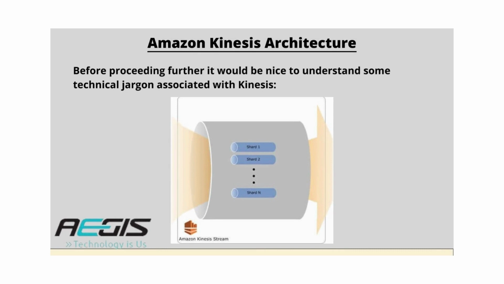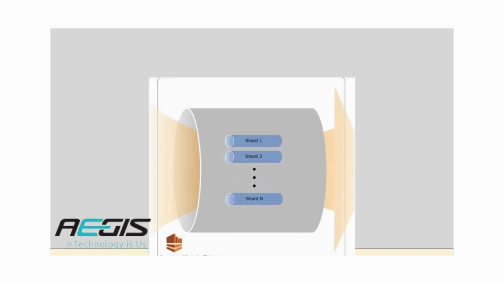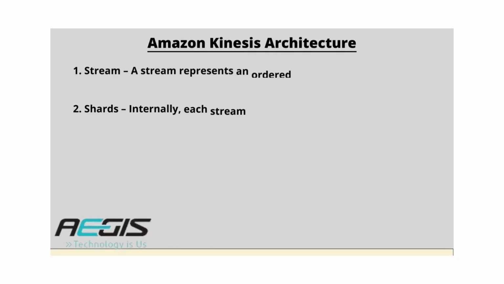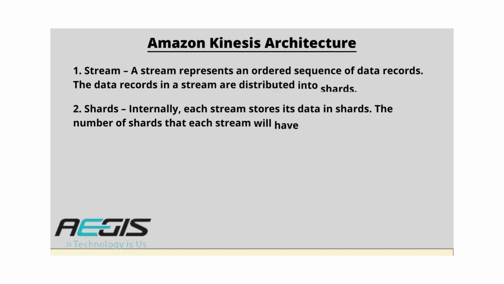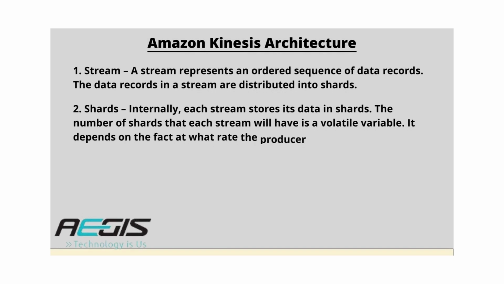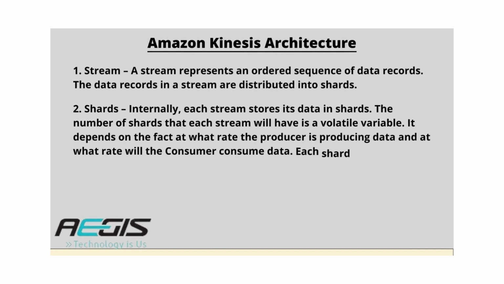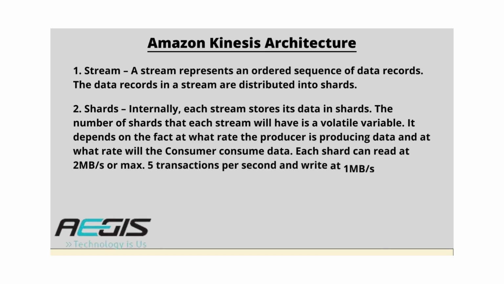Before proceeding further, it would be nice to understand some technical jargon associated with Kinesis. Here, you can see the image of Amazon Kinesis Architecture. First is stream. A stream represents an ordered sequence of data records. The data records in a stream are distributed into shards.